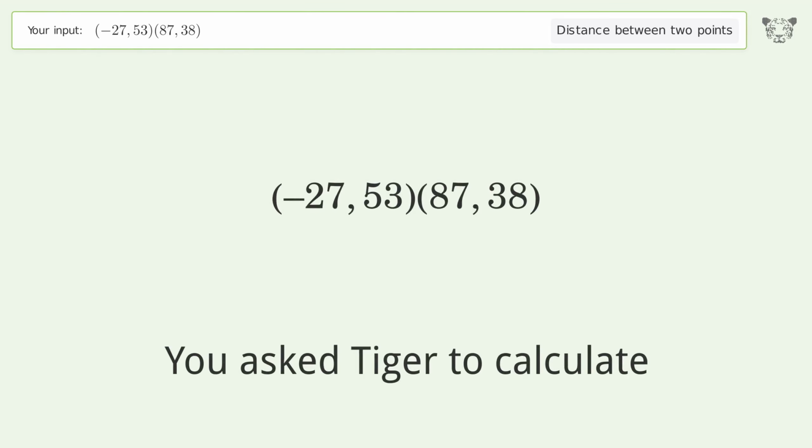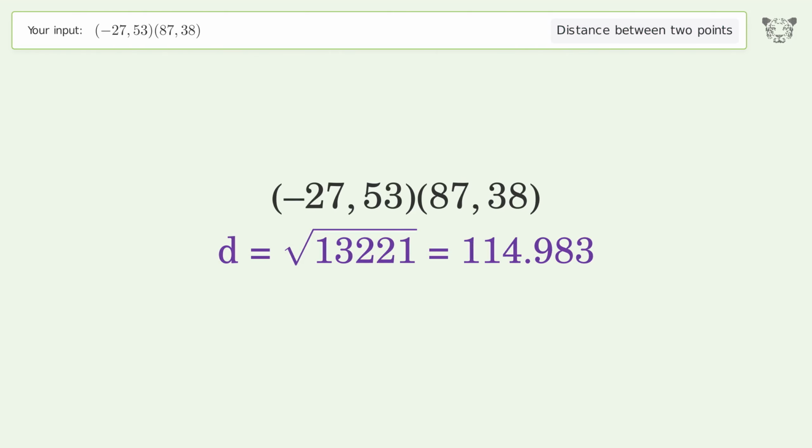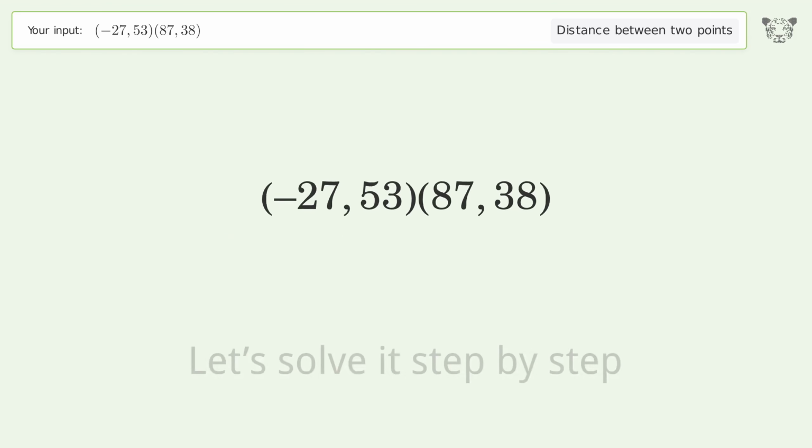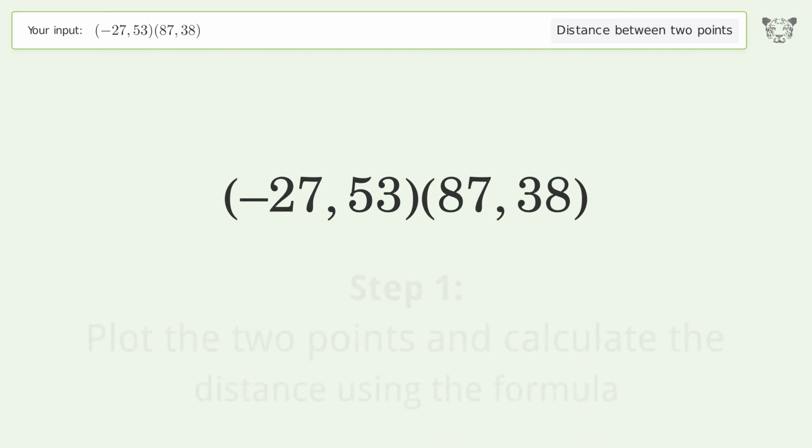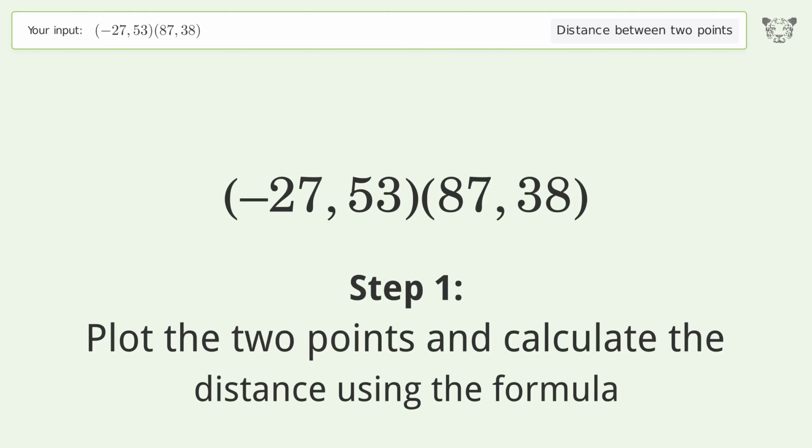You ask Tiger to calculate. This deals with the distance between 2 points. The distance between the 2 points is the square root of 13,221 or 114.983. Let's solve it step by step. Plot the 2 points and calculate the distance using the formula.